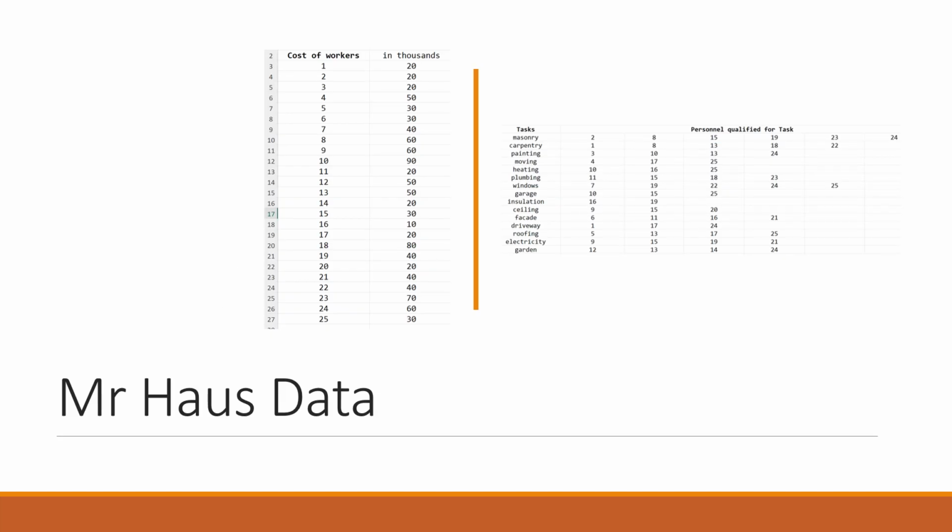The problem details Mr. House building a home and enlisting 25 friends to help. Multiple tasks are required, such as masonry, heating, and plumbing, and different friends are qualified to do different tasks, and each friend is willing to work for a one-off amount in thousands of dollars. The cost of each friend to work and their qualified skills is displayed below.